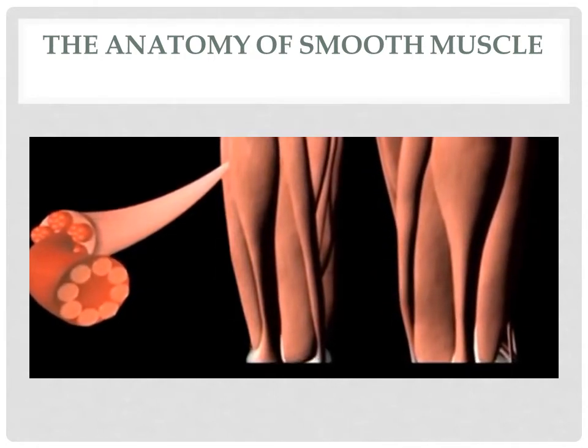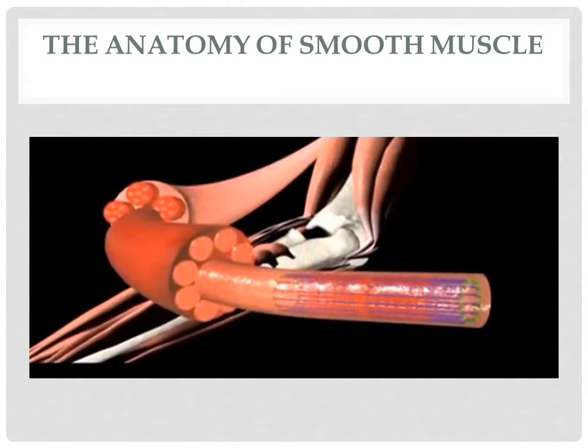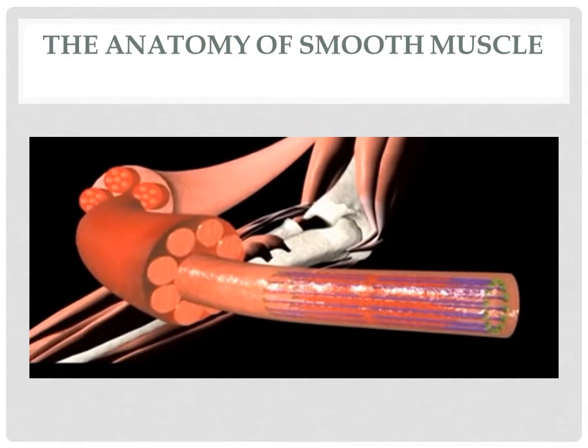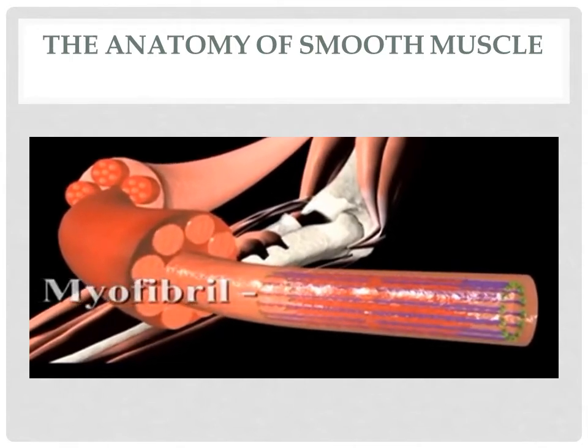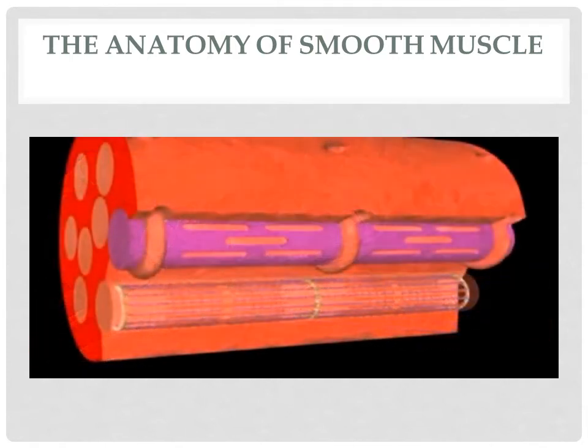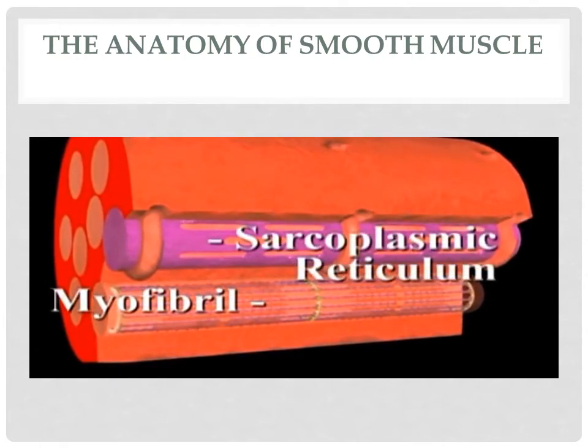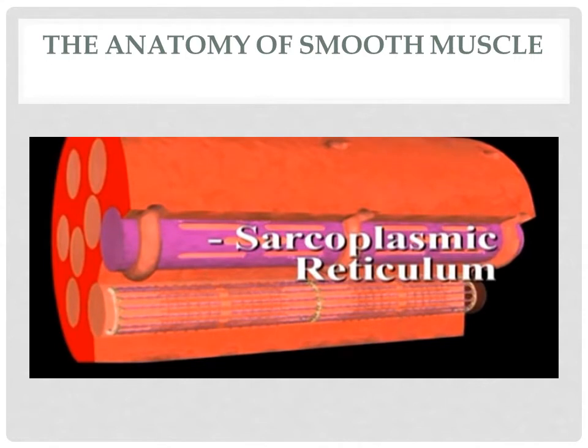The cells connect by fibrils extending from one cell to another closely adjoining cell. In hollow structures like the small intestine, the smooth muscle is arranged in two layers, an outer longitudinal layer and an inner circular layer.